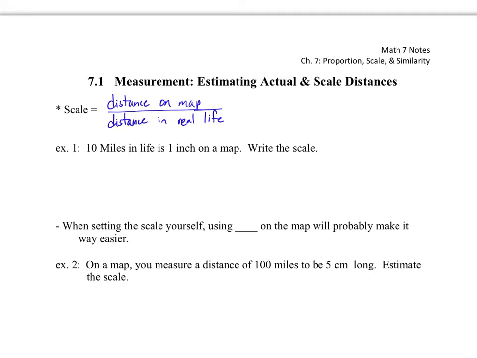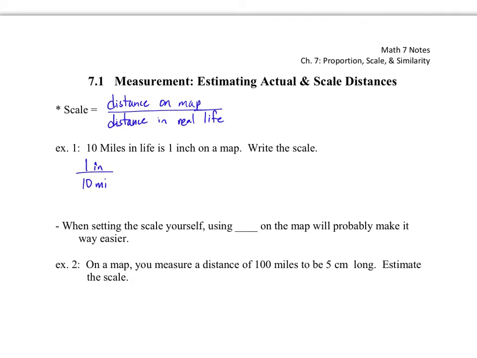So how do we write this? You've got an example where it says 10 miles in life is 1 inch on map. So what would we put on top? 1 inch. And we're including units because inches is different than miles. So we have 1 inch over 10 miles. And we can abbreviate, as long as you keep your abbreviations the same. If you want to write out the whole word, that's fine.